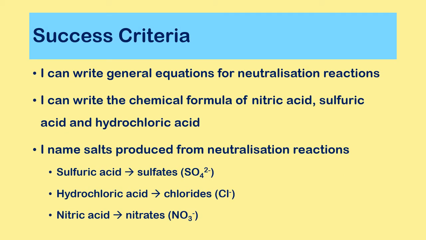In terms of success criteria, we would want you to be able to write the general equations for neutralization reactions, write the chemical formula for nitric acid, sulfuric acid, and hydrochloric acid, and be able to name the salts produced in neutralization reactions. That sulfuric acid produces sulfate salts, hydrochloric acid produces chloride salts, and nitric acid produces nitrate salts.